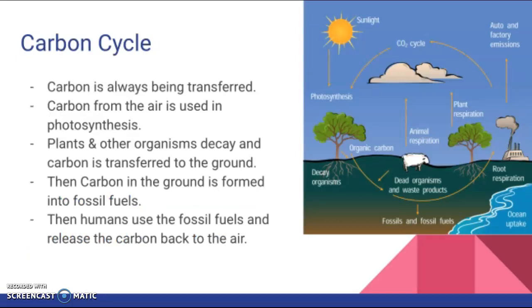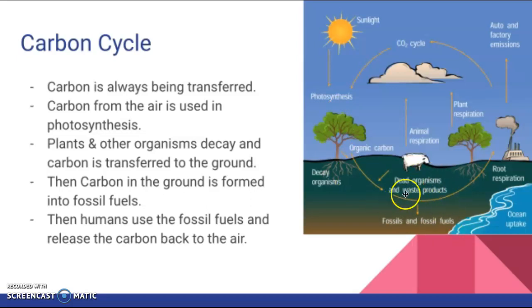The next cycle, or life cycle, is the carbon cycle. Carbon is always being transferred. That means it's moving from one organism to another, from one substance to another. It's not created or destroyed, it's simply changing forms from one type to the next. So carbon is being transferred. Carbon from the air, like in carbon dioxide, is used in photosynthesis by the plants. Those plants decay and break down.